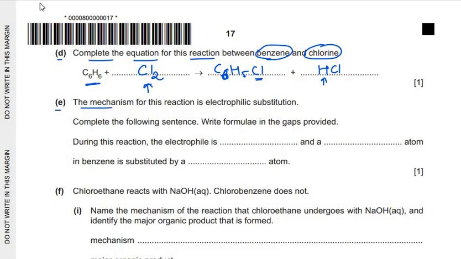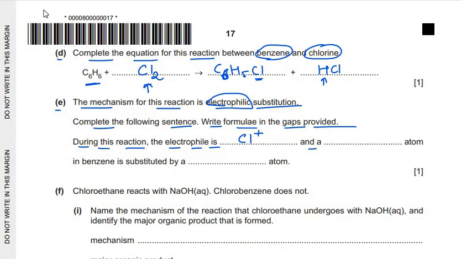Now E: the mechanism of this reaction is electrophilic substitution reaction. Complete the following sentence. Write the formulae in the gaps provided. So here are the gaps where we have to fill in the formulae. Now during this reaction, the electrophile is Cl plus. If you recall the definition of an electrophile, it is the one which accepts an electron pair, and so it is supposed to be positively charged, and so in this reaction the electrophile is Cl plus.